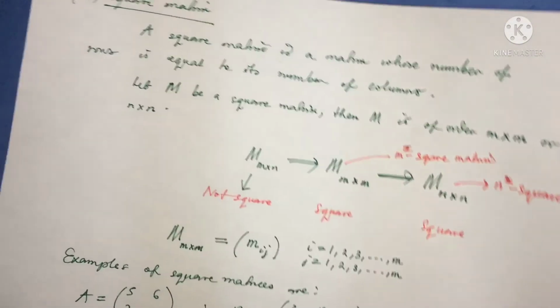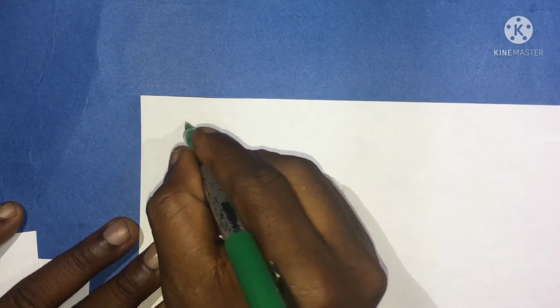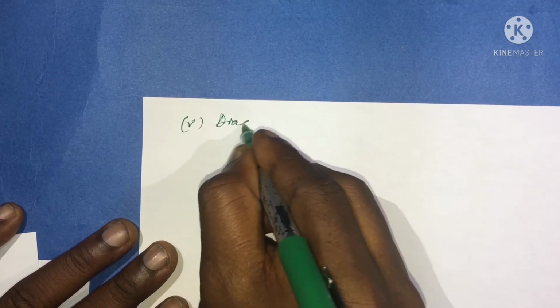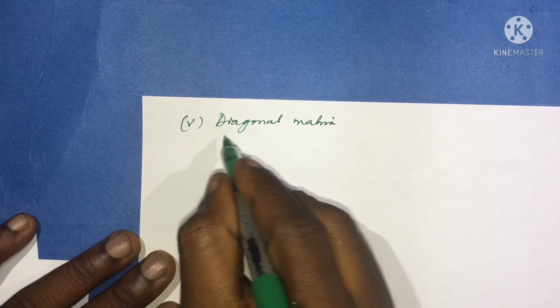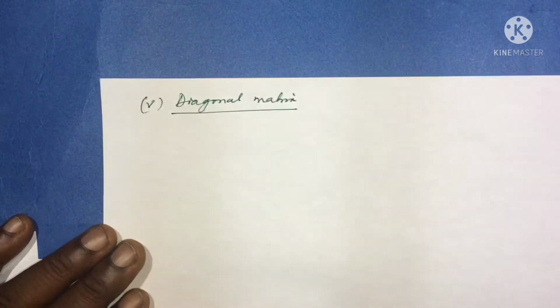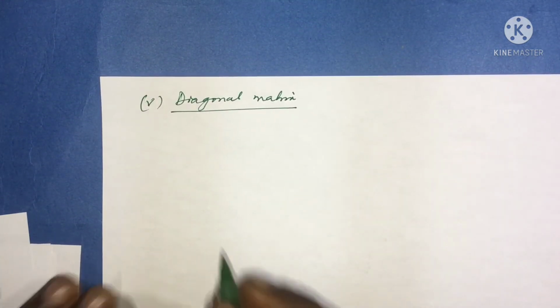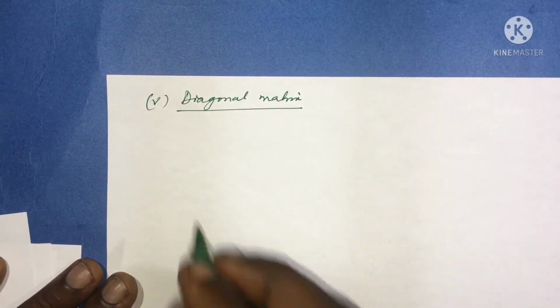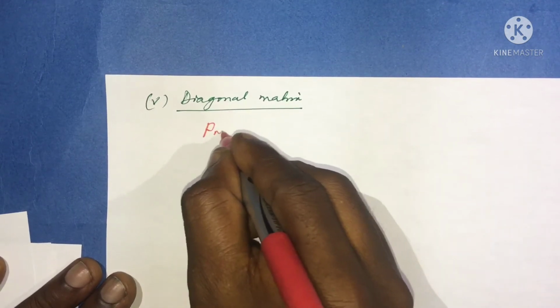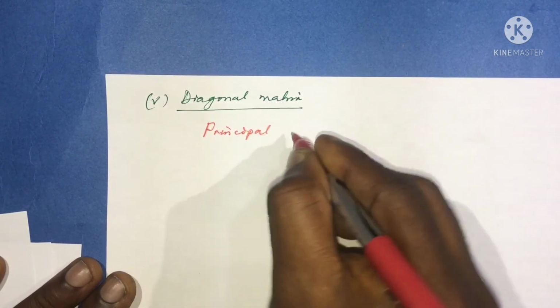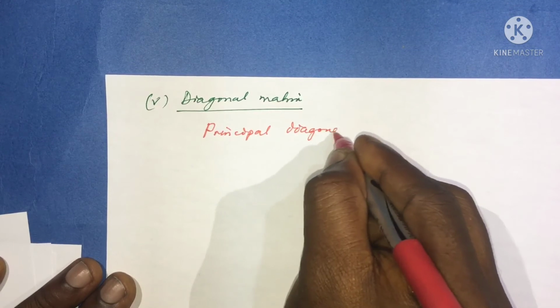It is not difficult to understand. Now let's move over to the next matrix, the diagonal matrix. Before we go into discussions on the diagonal matrix, there are certain things I'm going to talk about. I'm going to start with what we call the principal diagonal.